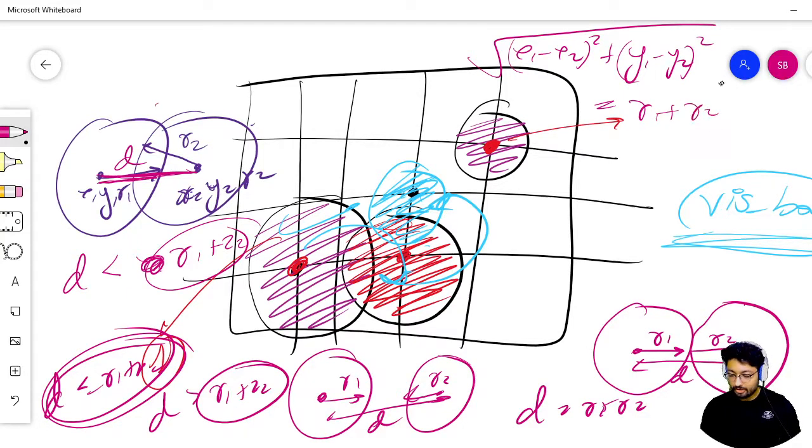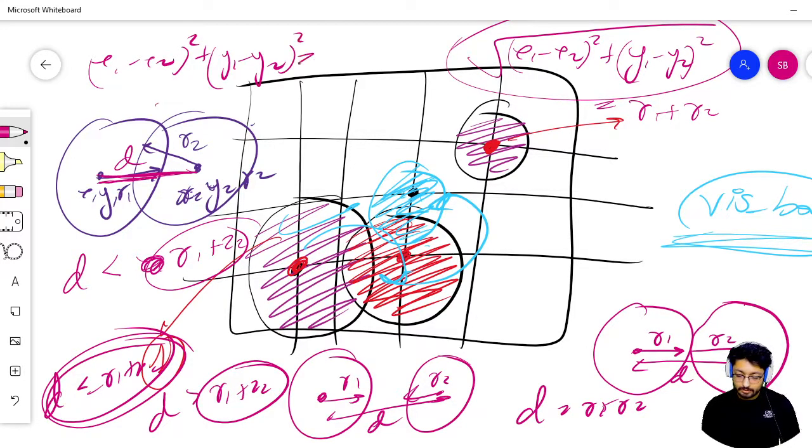Now you can also find this out, but it will be a decimal, you have to store it in some decimal form. Instead of that, what you'll do is square both sides. So what you'll observe is x1 minus x2 whole square plus y1 minus y2 whole square is equal to r1 plus r2 whole square. So that's the distance between them, that is d square, and this is r1 plus r2 whole square.